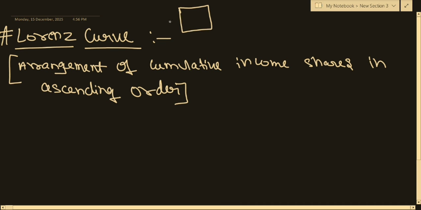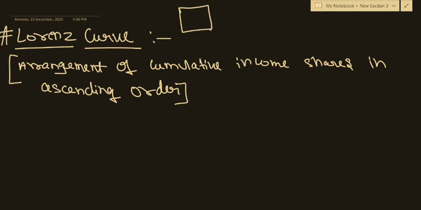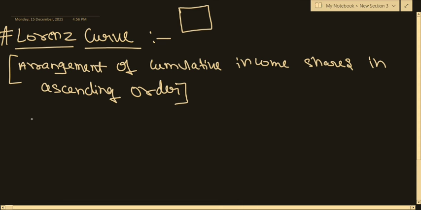On the vertical axis we have the percentage of cumulative income shares, and on the horizontal axis we have cumulative population shares. Okay, so let's begin to write about Lorenz curves a little bit. All right. So let's draw.